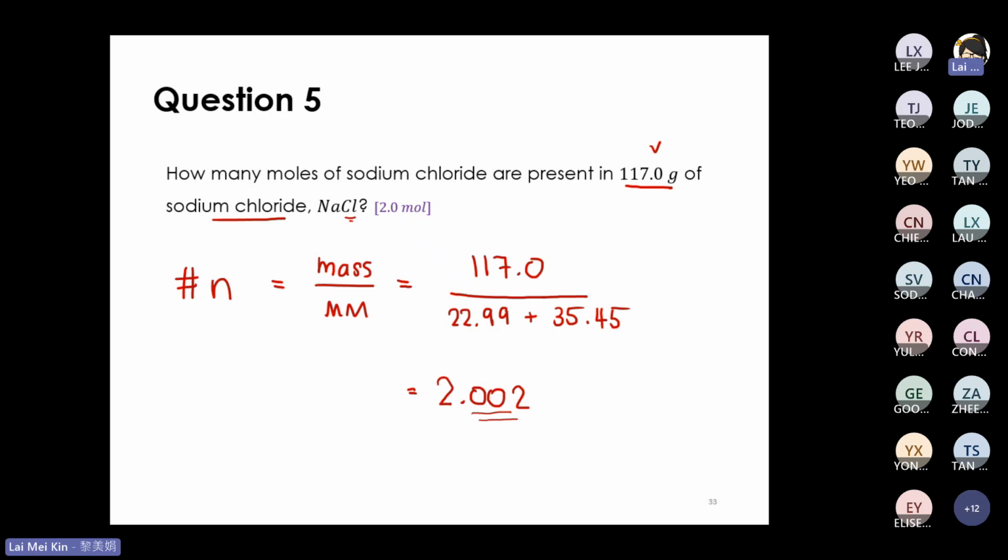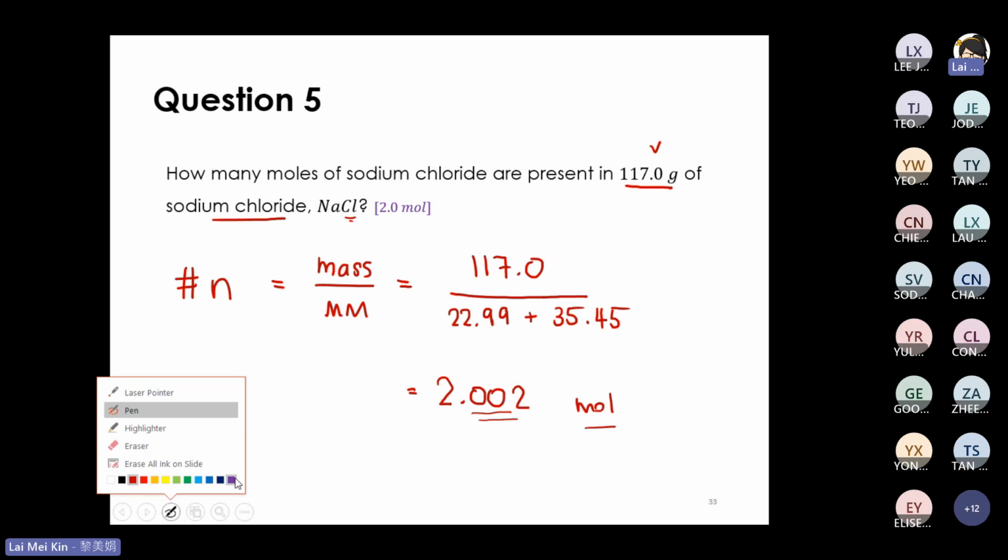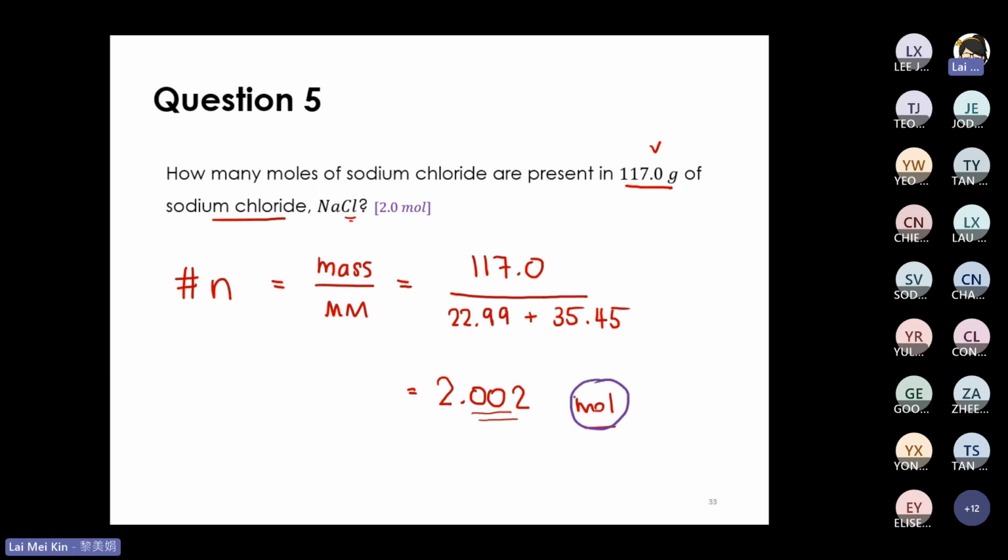No, okay, what else? Some of you were shaking your heads. So what else? Very good, mole. You must have the unit, okay? Class, I would like to remind you, if you don't have the unit, you will lose 0.5 marks. So make sure you have the unit. How do you know the unit is mole? Because you are looking for the number of mole.